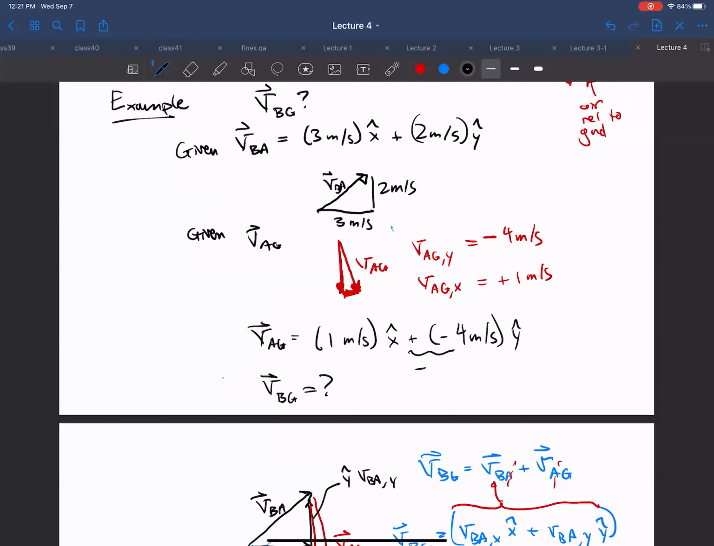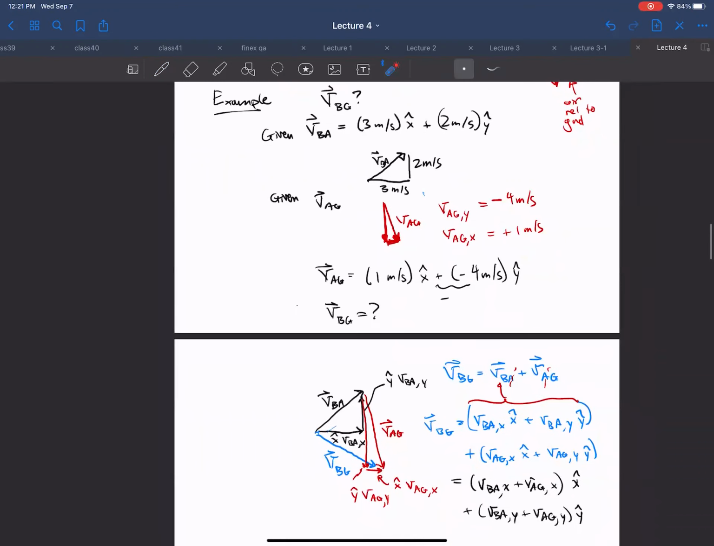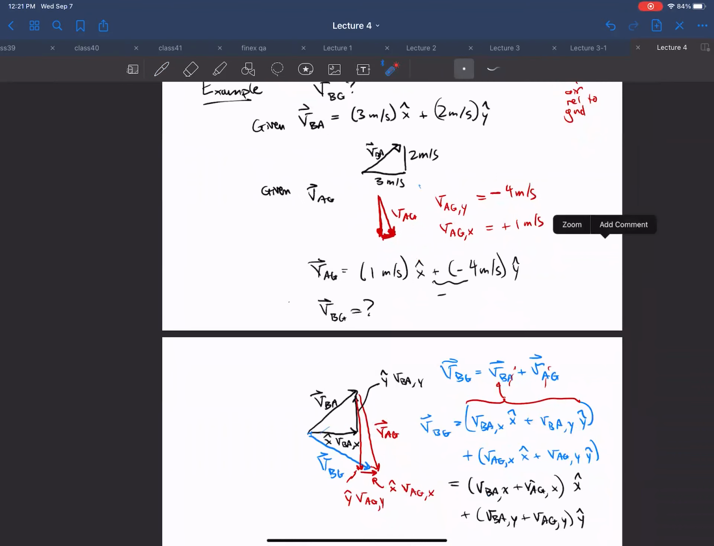So given this VBA and this VAG, what is VBG? So work on that on your own briefly. And as soon as you feel ready, you can talk to somebody else.